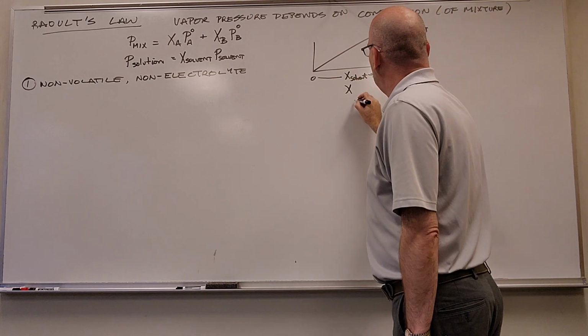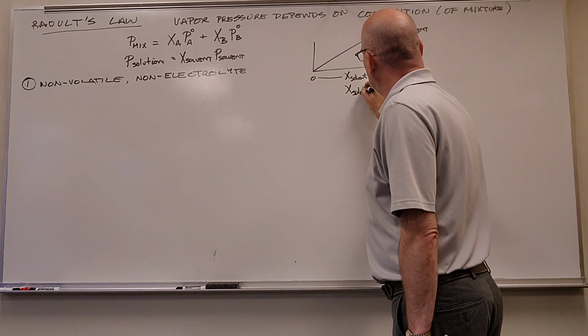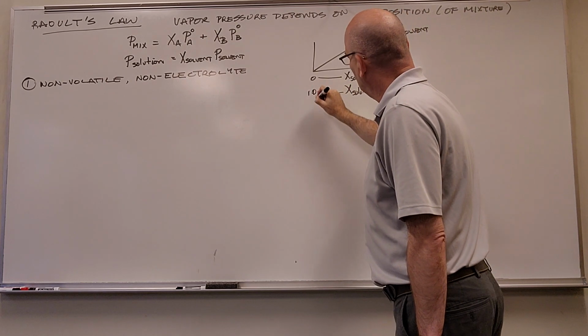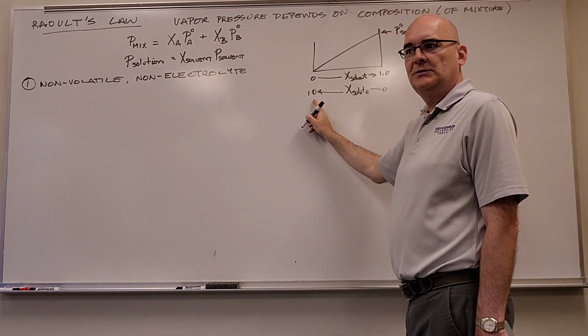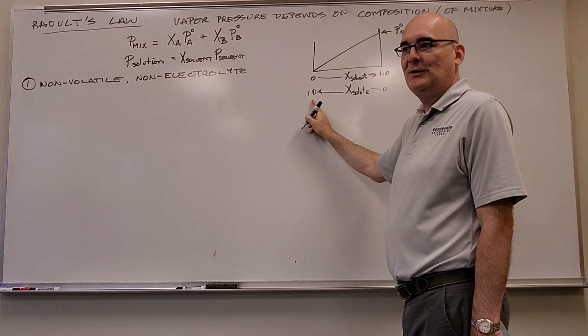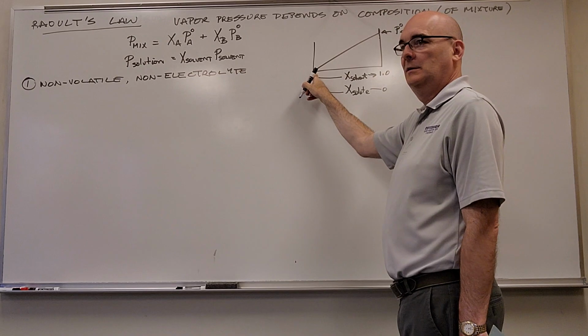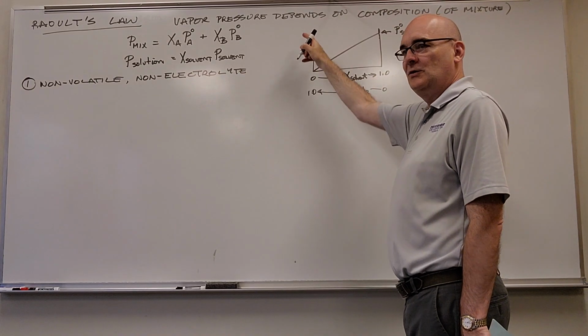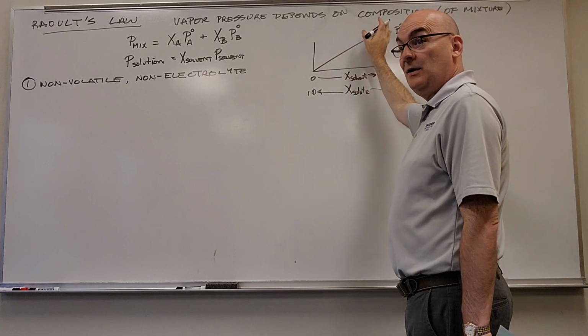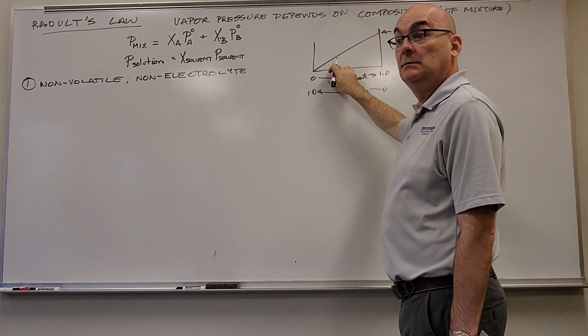And then solute goes the other way. A pure solute doesn't have any vapor pressure at all because it's non-volatile. So I go down to 0. So we don't have the lines crossing and finding a weighted average here. It's just on this line. Okay?